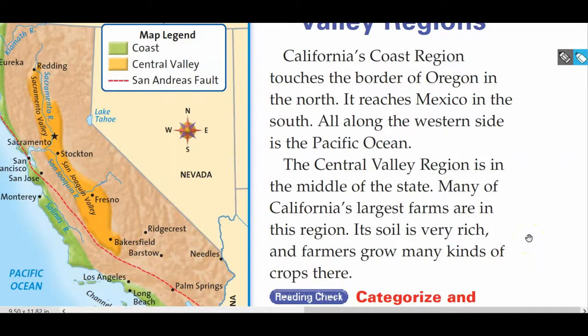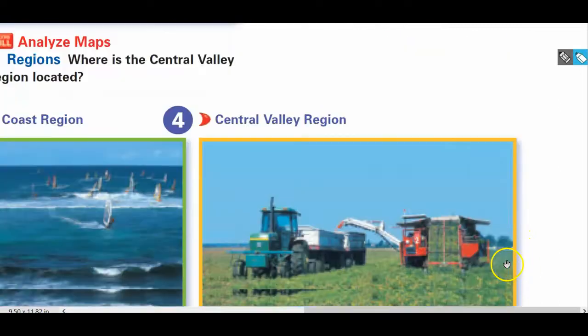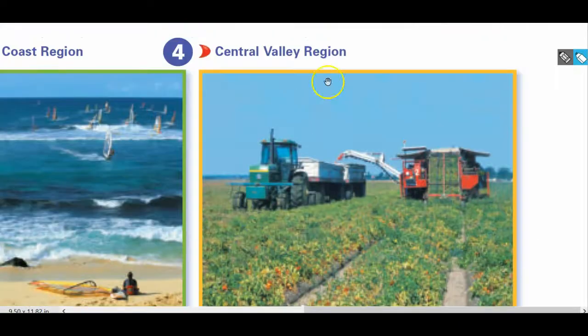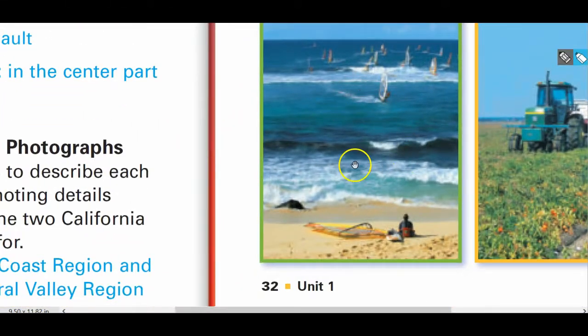Hello, ever been shopping before? Look at all the awesome stuff that you have. Thank you to all the farmers. Okay. So here's the Central Valley region. Obviously, this is a coast region because look, what do you see? The ocean.